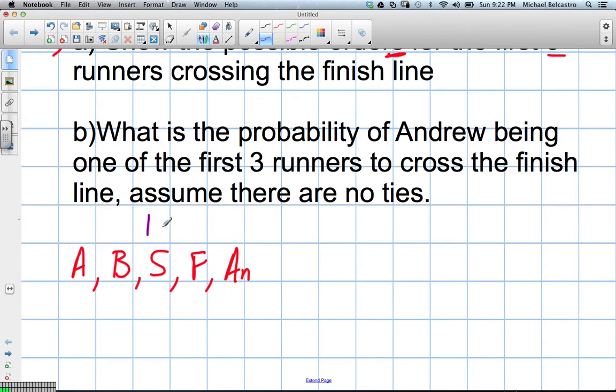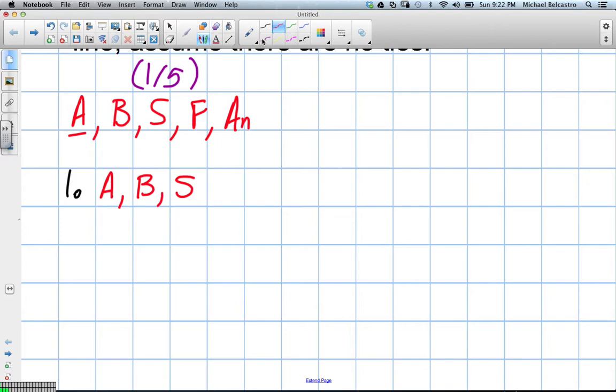And like we said, they all have a 1 in 5 chance of winning. So possible outcomes, there are a lot of possible outcomes here, okay? Let's go first possible outcome. Well, first possible outcome could be Asif, Bill, and then Sean, okay? Then what we're going to do is keep Asif and Bill the same and rotate different third place runners until we exhaust them all. Then we'll change Bill, and we'll continue that same process.